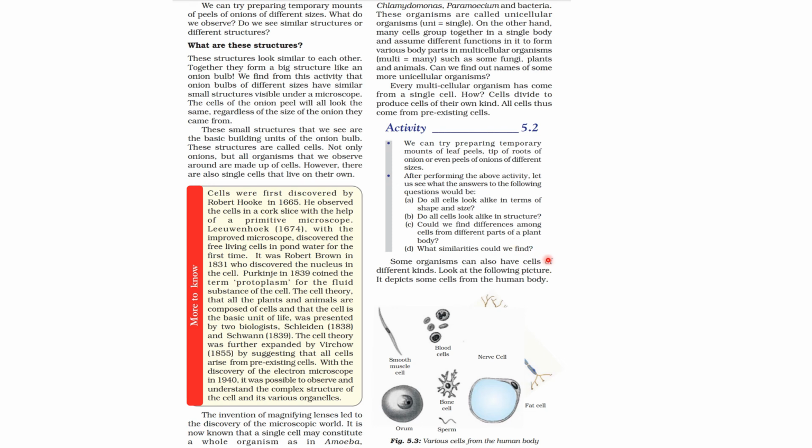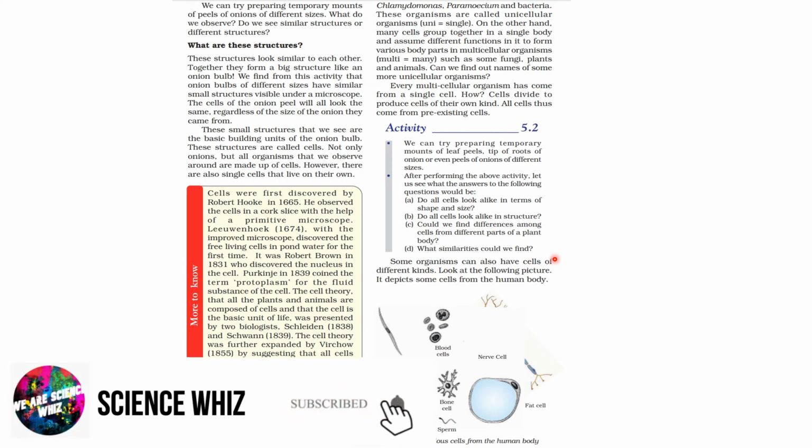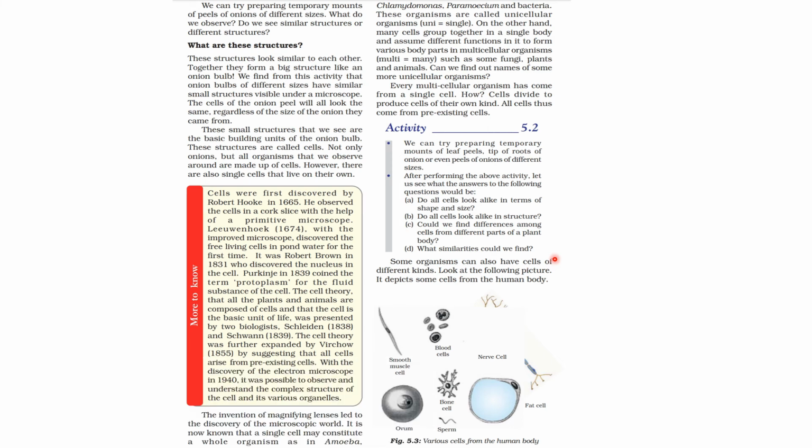Next question: what similarities could we find? All cells have a cell membrane, organelles, cytoplasm and DNA. If we compare plant and animal cells, they are both eukaryotic cells. They both contain membrane-bound organelles, which are tiny structures inside the cells that perform different functions.